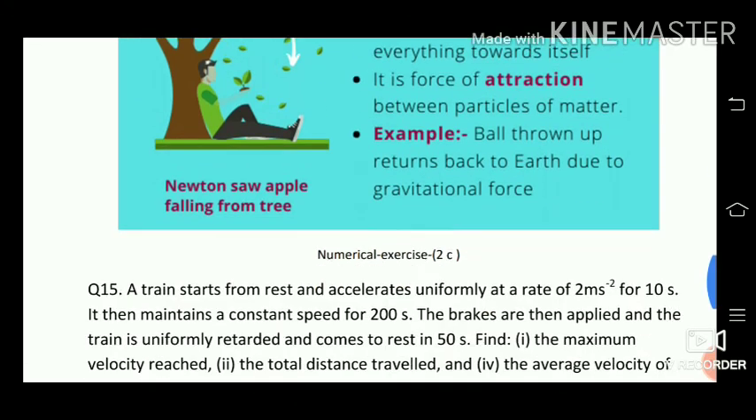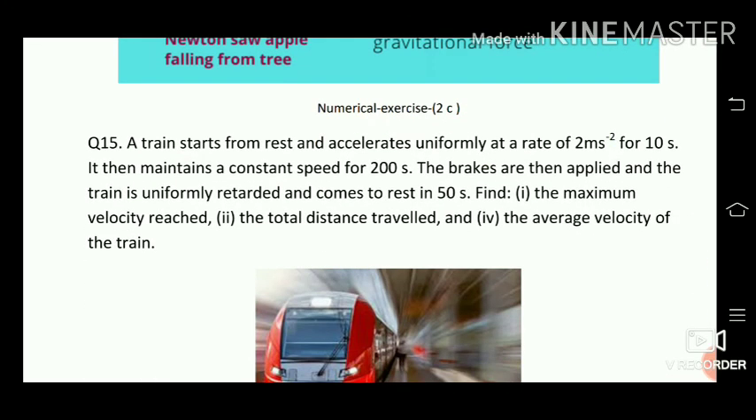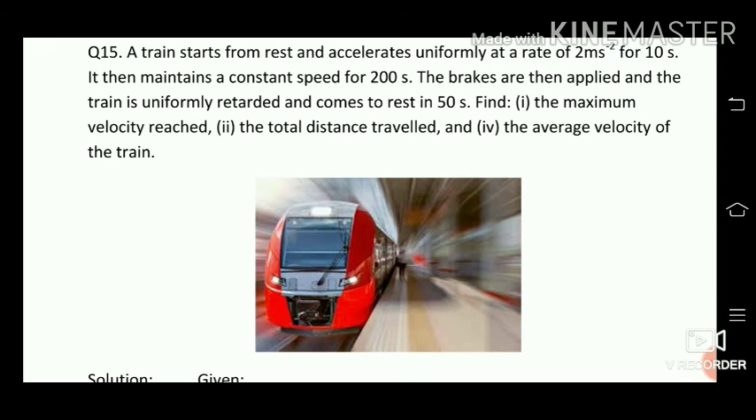Now there is one numerical from the last exercise, that is exercise 2C, numerical number 15. A train starts from rest and accelerates uniformly at the rate of 2 meter per second square for 10 seconds. It then maintains a constant speed for 200 seconds. Here the speed is constant. Then brakes are applied and the train is uniformly retarded and comes to rest in 50 seconds. So there are 3 variations of time: first it accelerates for 10 seconds, constant speed for 200 seconds, and it comes to rest again in 50 seconds.